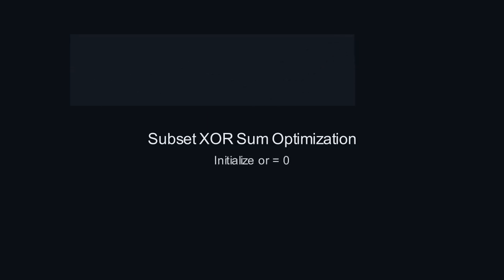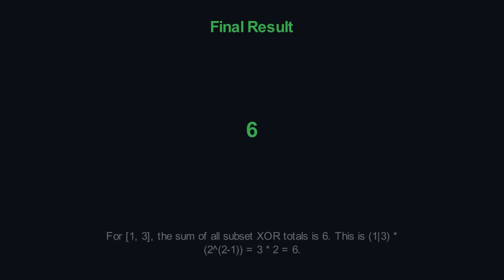Now we need to multiply this result by 2 to the power of n minus 1. Here, n is 2 since there are 2 elements in the array, so n minus 1 is 1. 2 to the power of 1 is 2. Our final calculation is 3 multiplied by 2, which equals 6. This is our optimized result. Intuitively, each bit of the overall OR contributes its value times the number of times it appears in a subset XOR total. The half of subsets rule makes this calculation simple. For the input array containing 1 and 3, the sum of all subset XOR totals is 6. This is correct because the individual subset XORs are 0, 1, 3, and 2, which indeed sum up to 6.